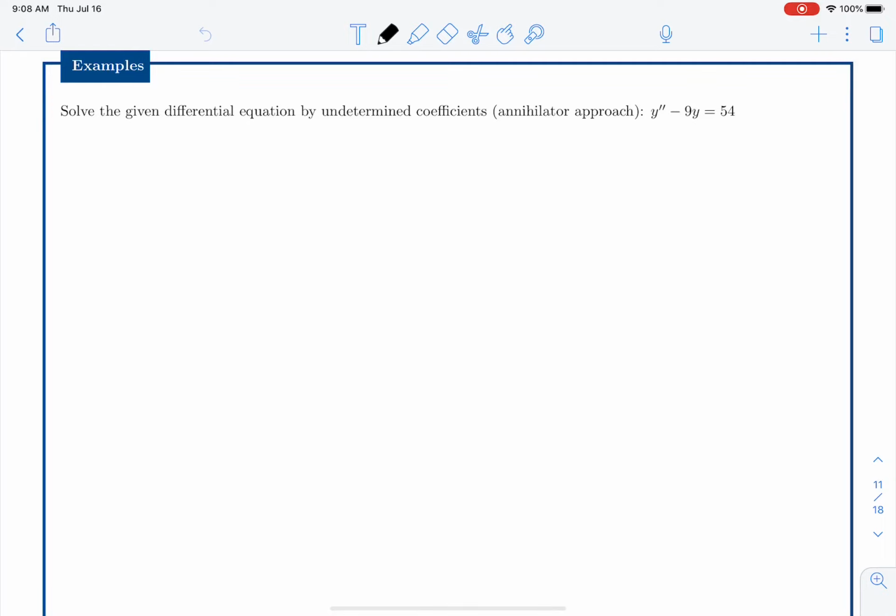So what we have is y double prime minus 9y equals 54, which I could rewrite as d squared minus 9 multiplied by y. The reason being y double prime is d squared y, minus 9y equals 54, and I simply pulled out the y to get d squared minus 9. So that would give us d plus 3 times d minus 3 y equals 54.